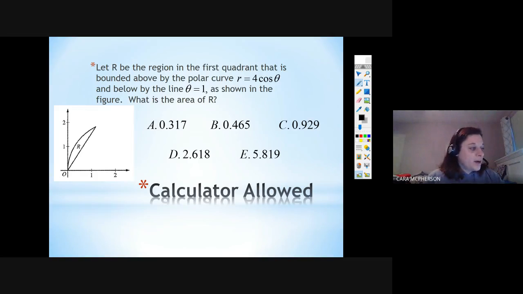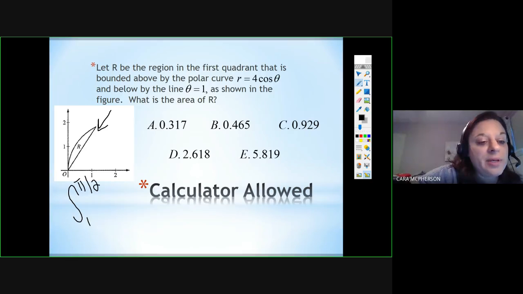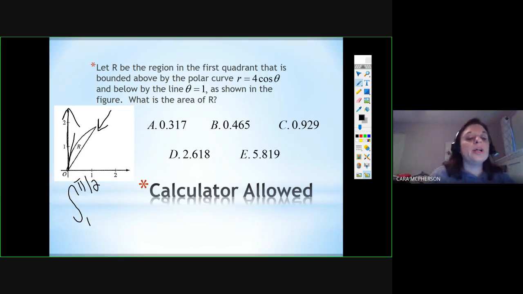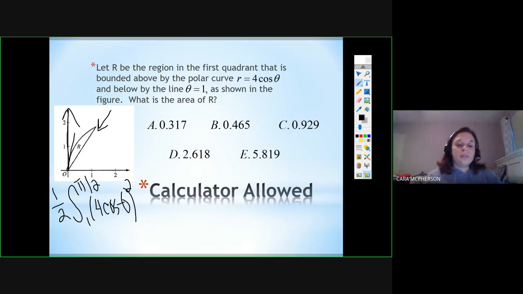All right, Danny and Claire are on things today. It is B, that is correct. So your setup for this one is another really quick one. Since they give you a picture and they also give you your lower boundary, and with the picture you could figure out your upper boundary without doing any work. You are going from 1, because that's this lower radial line, and then you're stopping at pi over 2. That's going to be that tangent line at the pole. You can kind of see I didn't draw it right. It just goes straight up here. You still have the 1/2 out front. You still have the equation squared, and you do get B, 0.465.